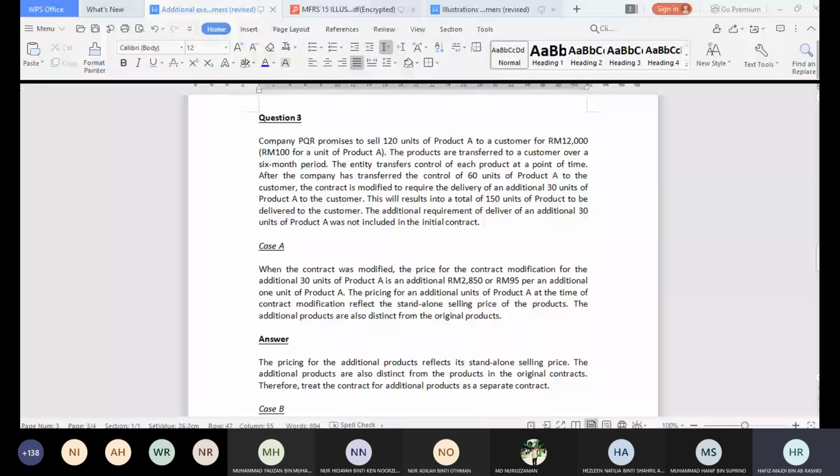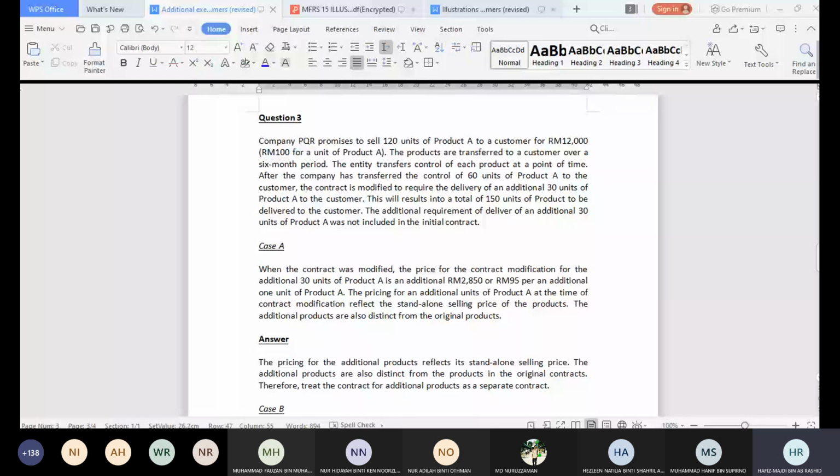Company PQR promised to sell 120 units of product A to a customer for 12,000 ringgit. So that means the price for a unit of product A is 100 ringgit. This product is transferred to the customer over a 6-month period, so it will be delivered in batches. The entity transfers control of each product at a point in time.